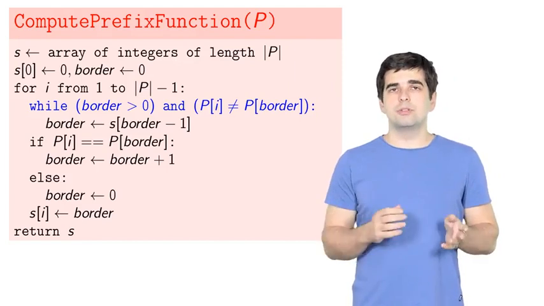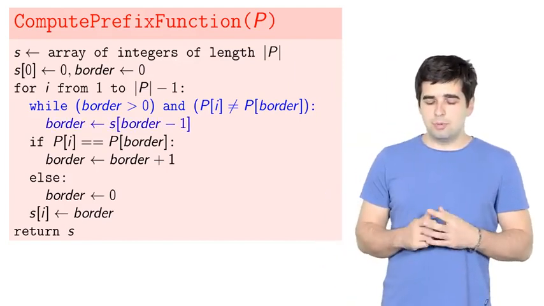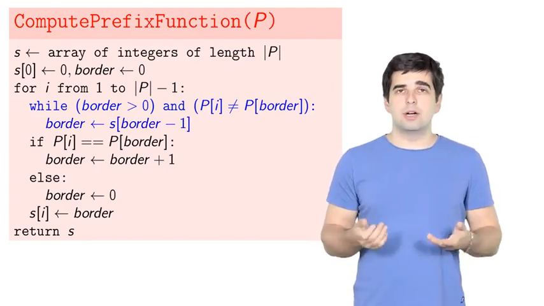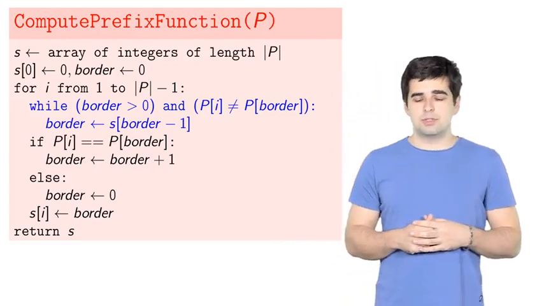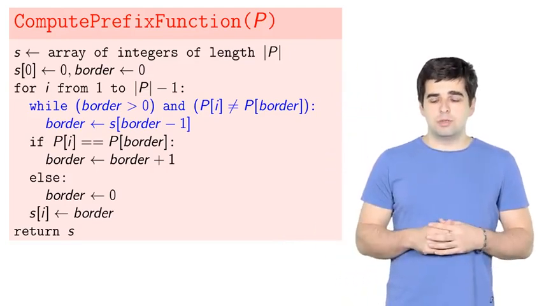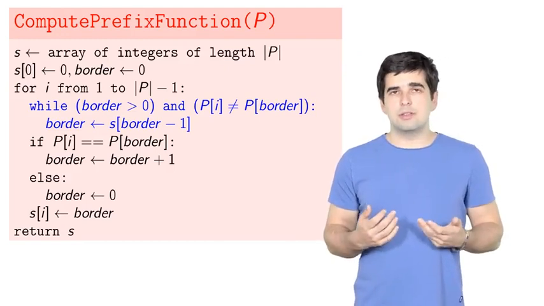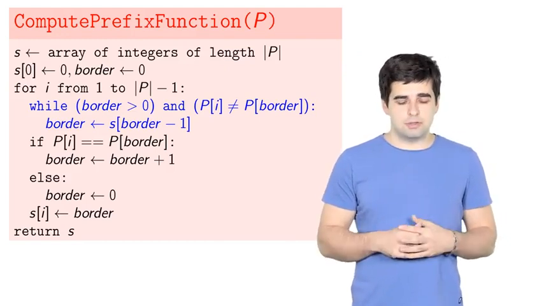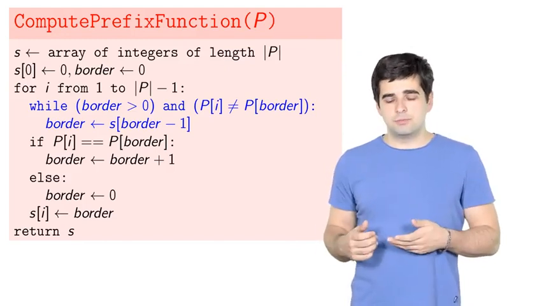Hi, in this video you will learn how to compute all the values of the prefix function in an efficient way. We start with an example. We are given a pattern P and we want to compute its prefix function s. We start with position 0 and we fill in 0, and s of 0 is always 0 because the prefix of pattern ending in position 0 has length 1 and has no non-empty borders.